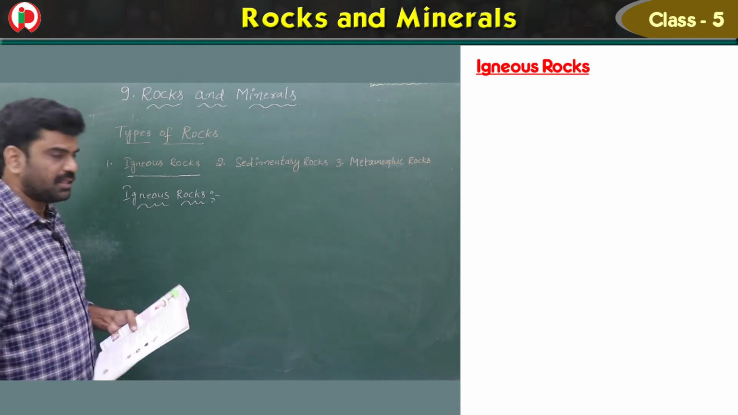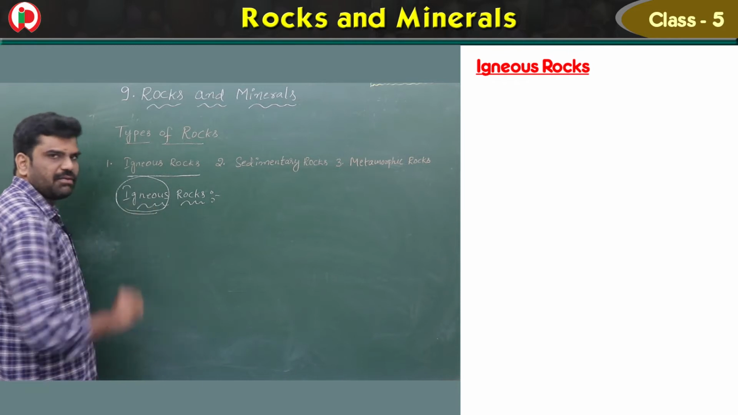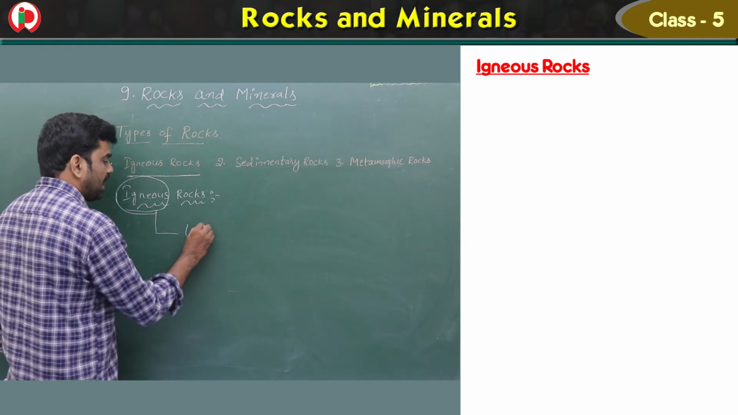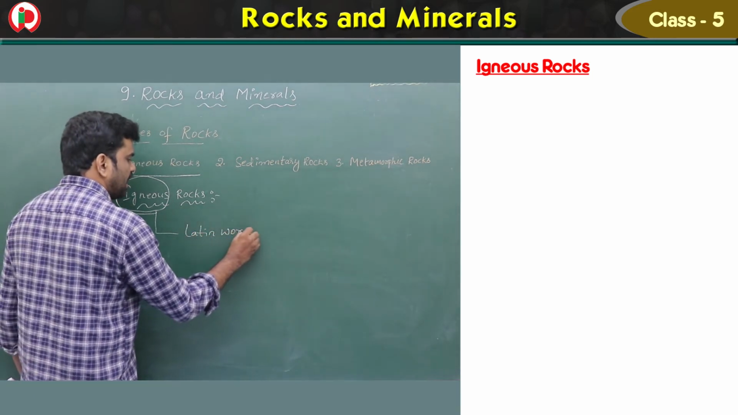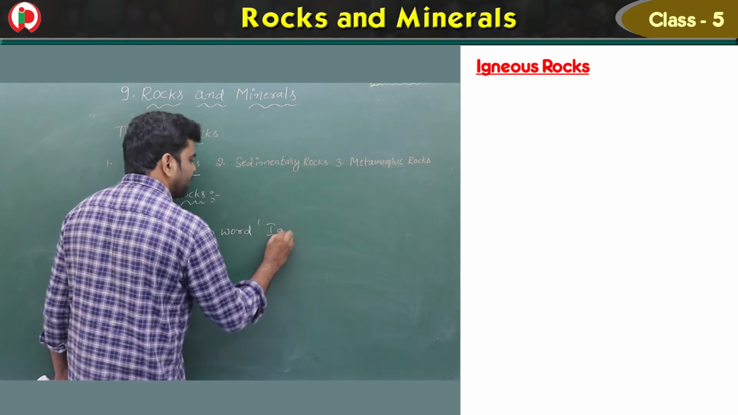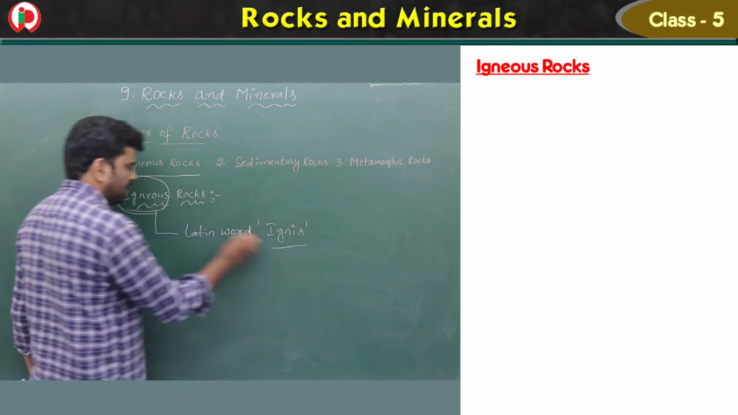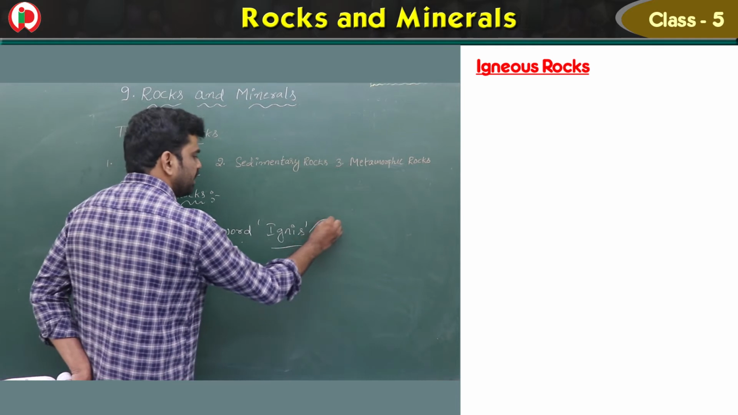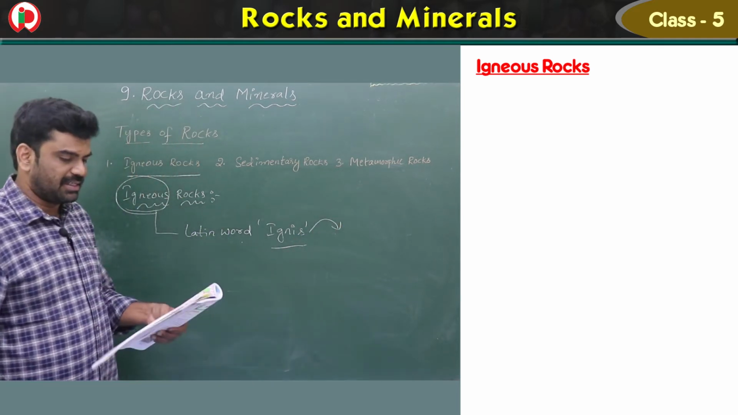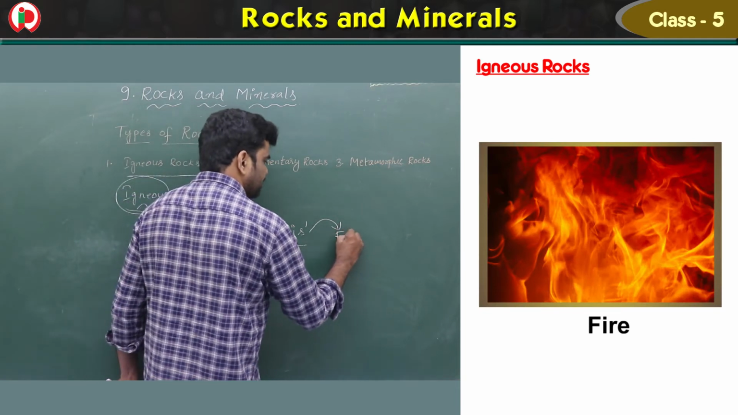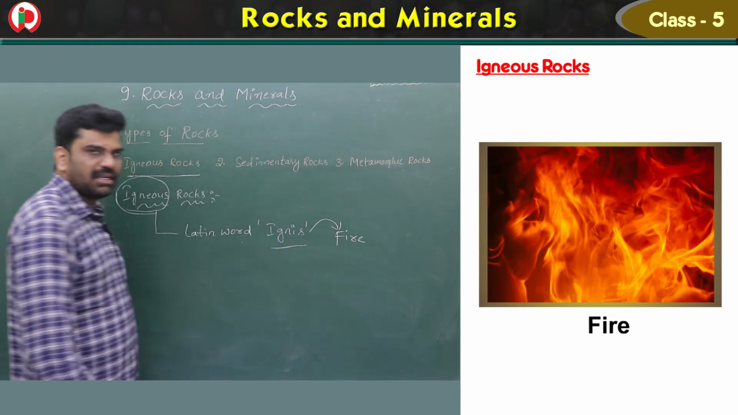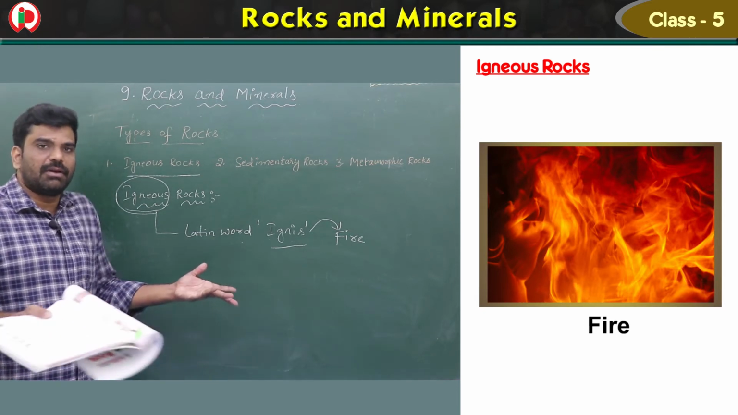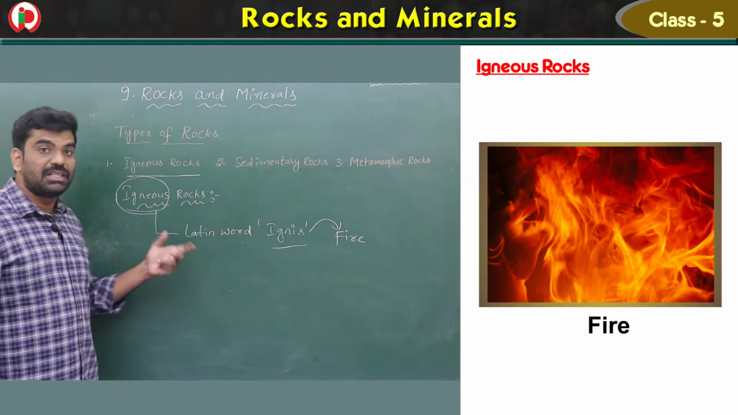The word igneous comes from the Latin word, children. What is that Latin word? Ignis. Ignis means fire. That means these rocks are formed from the fire. So you may be surprised how the rocks can be formed from the fire. Let us see how these will be formed.